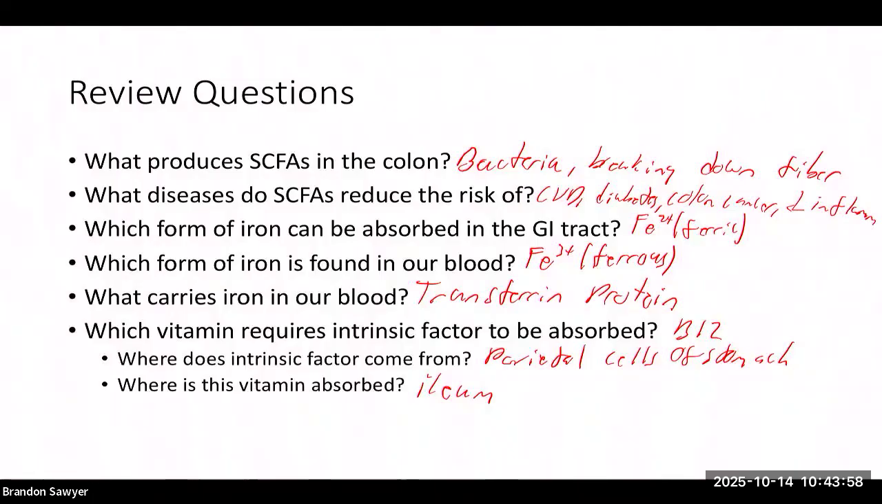B12 is what intrinsic factor helps with the absorption of. And intrinsic factor, remember, was released by those parietal cells way up in the stomach, which is kind of an interesting thing. It stays with the chyme all the way through, but then it's finally put to use down at the very end of the small intestine in the ileum, the last part of the small intestine, which is the longest part. Okay, questions on any of those?